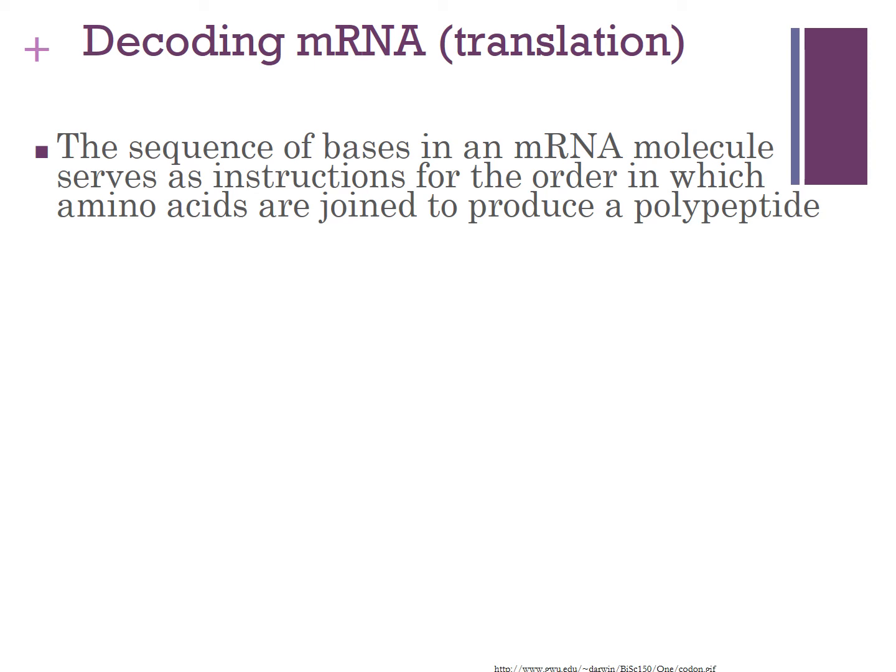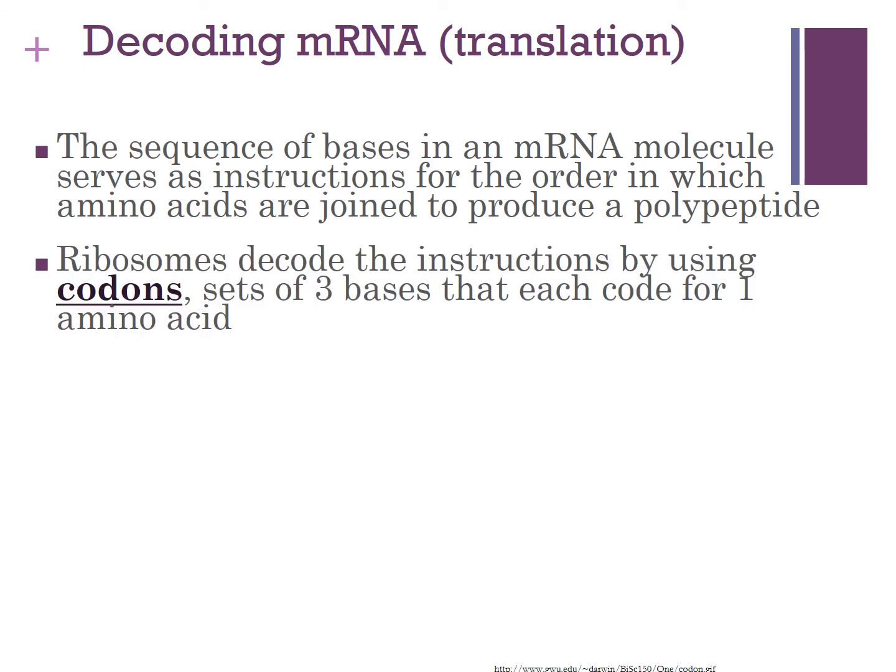So ribosomes' jobs are to decode the instructions by using codons, which are a set of 3 bases on the messenger RNA that code for one amino acid. When we were doing our DNA, I got ahead of myself and I said that a codon could be found on the DNA. That's not quite true. Codons are actually found on the messenger RNA. I do like to give you DNA bases in sets of 3 to make getting your mRNA codons easier, but codons are actually on the messenger RNA.